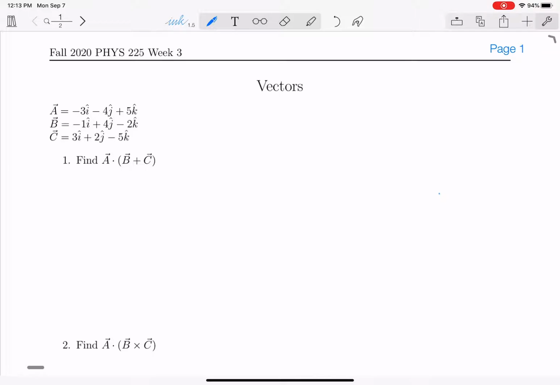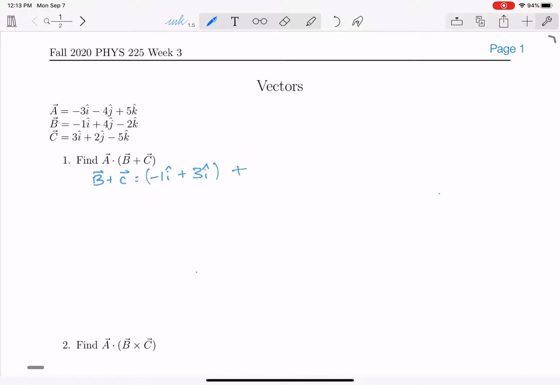So the first one is asking you to find A dot product with B plus C. In this case, you have to take the sum of B plus C first. So if you add B plus C, you add negative 1i plus 3i. So that's the x component.